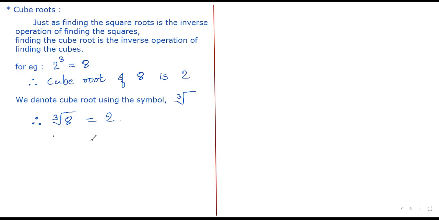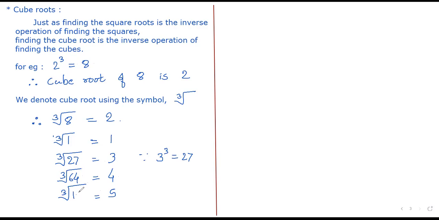So now you tell me, 1 is the cube root of whom? 1, because 1's cube is 1. 3 is the cube root of whom? 27, because 3's cube is 27. Yes or no? Yes, sir. 4 is the cube root of whom? 64. And 5 is the cube root of 125, etc. Yes or no? Yes, sir.